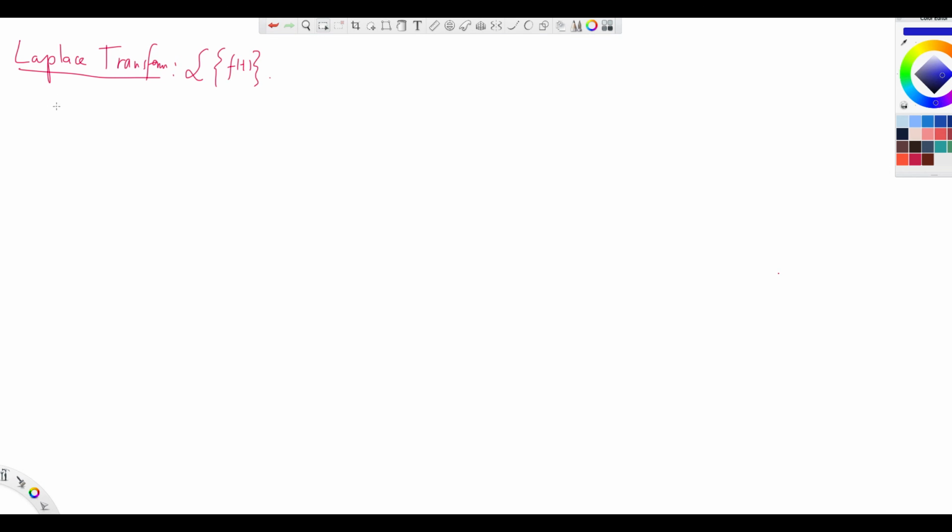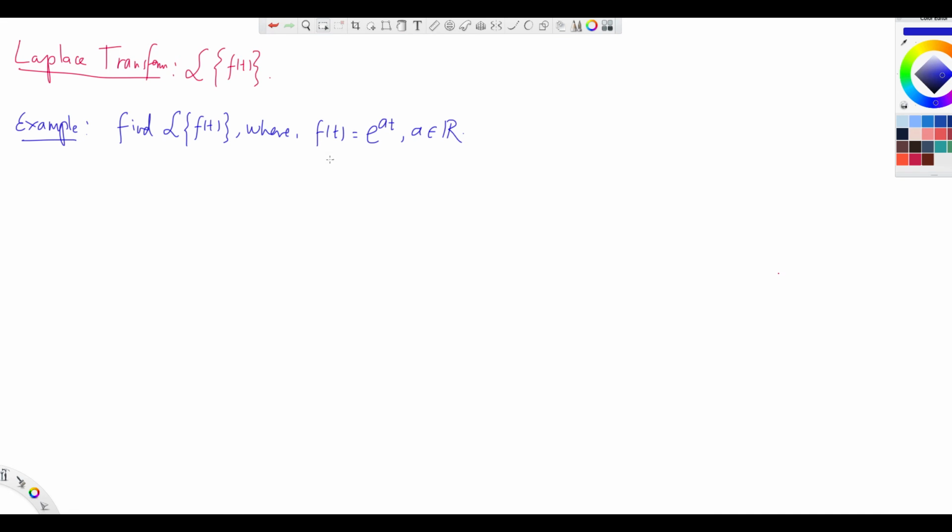In this video, I'm going to show some more examples with different types of functions to find the Laplace transform. Okay, let me take example 1: find the Laplace transform of the function f(t) where f(t) equals e to the at. So it's an exponential function with a coefficient a, where a is a real number.